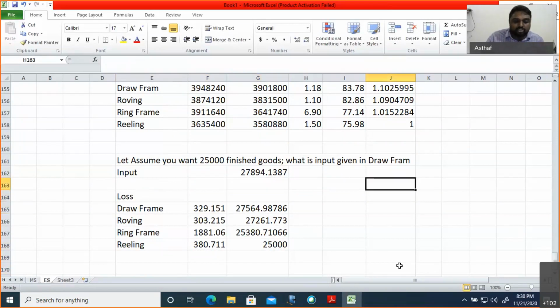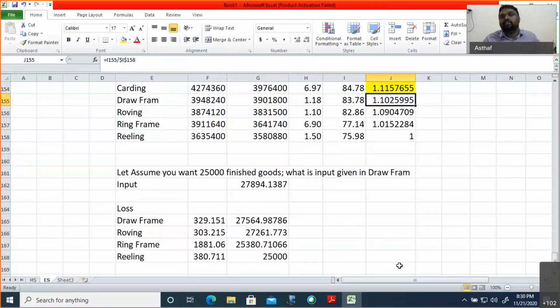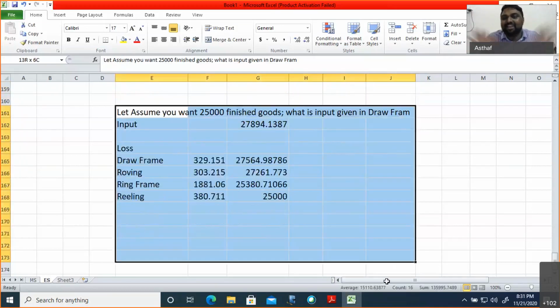Suppose if it is not draw frame, if it is a roving, instead of this, we have to take the waste multiplier. So that multiplier will change. I will share this recording with you. Whatever we take in the class, we will share the recording. For exam purpose, nothing will be asked on this.